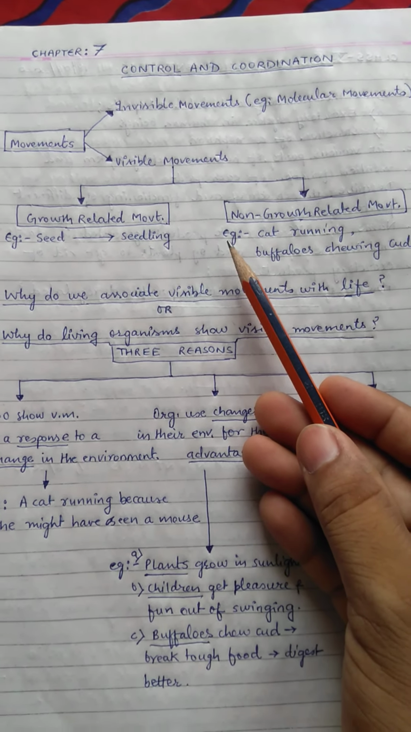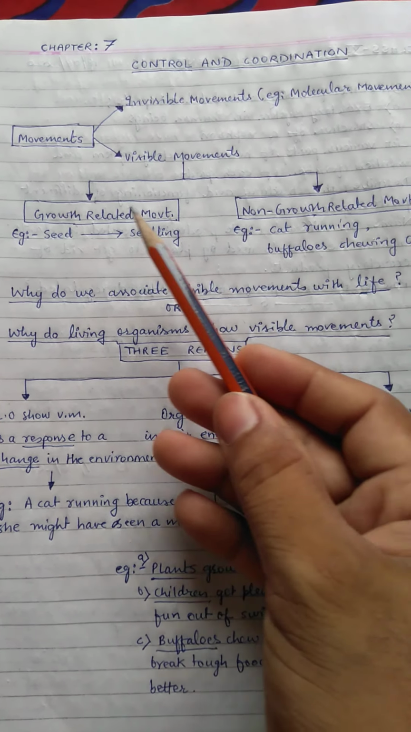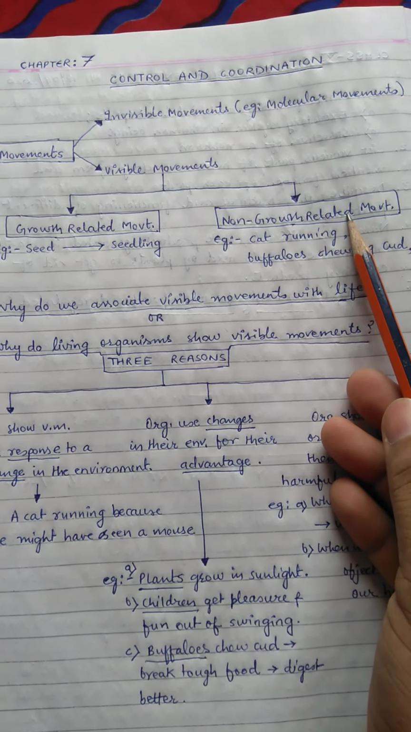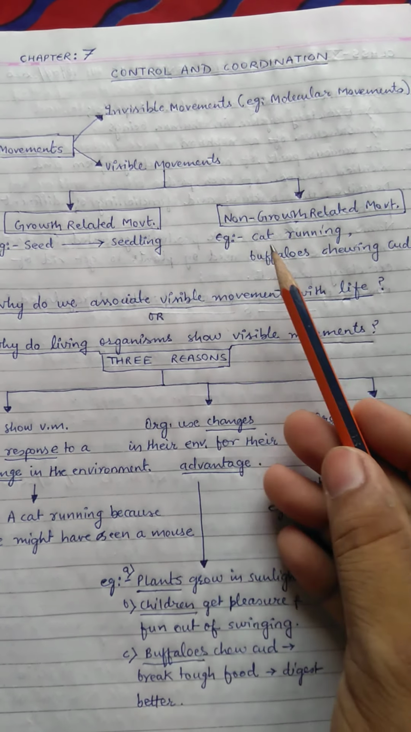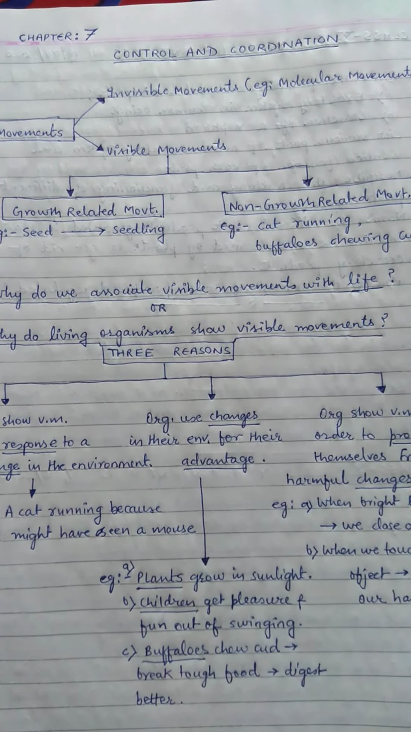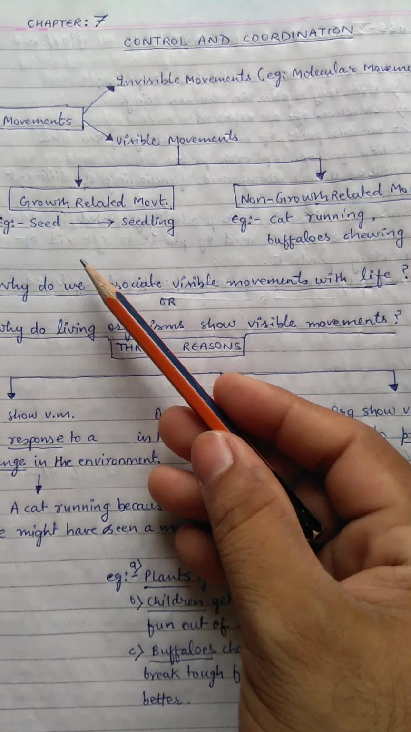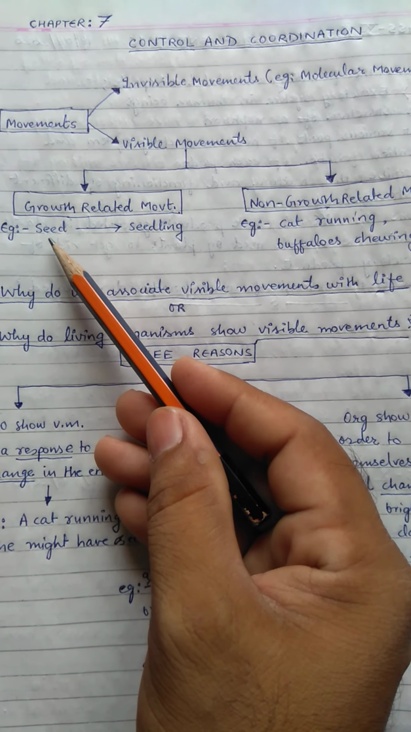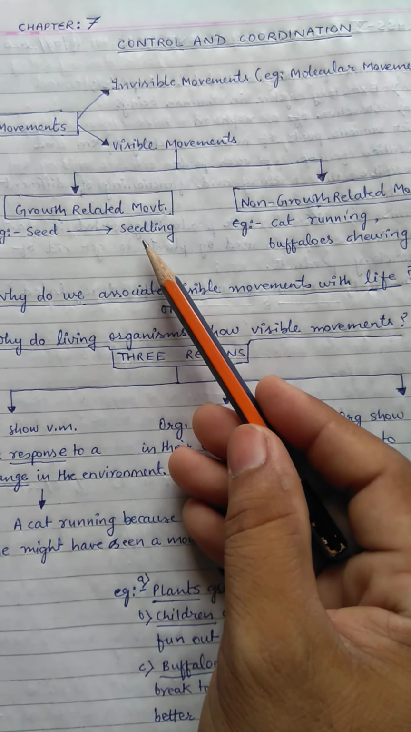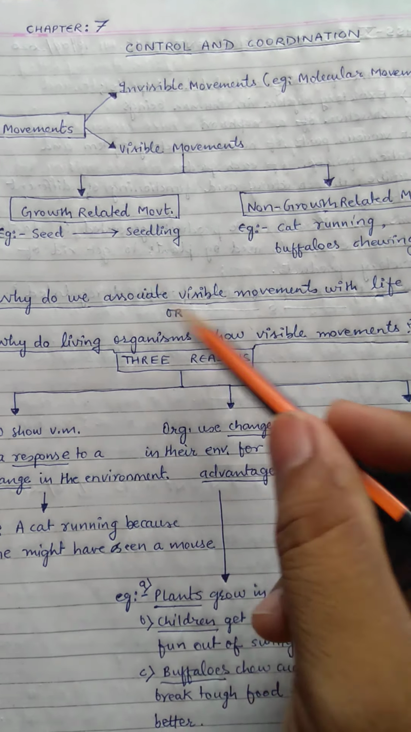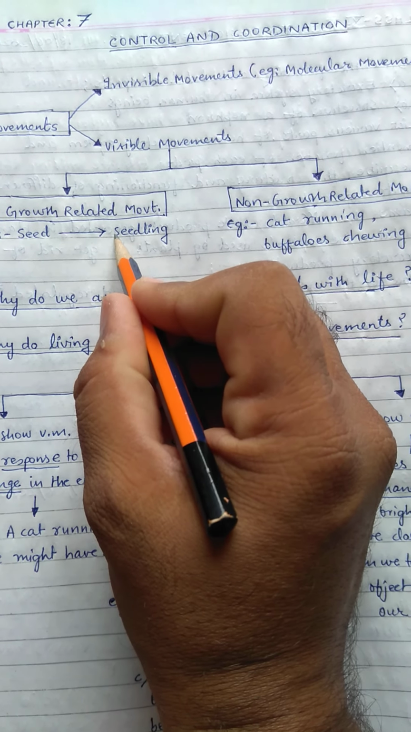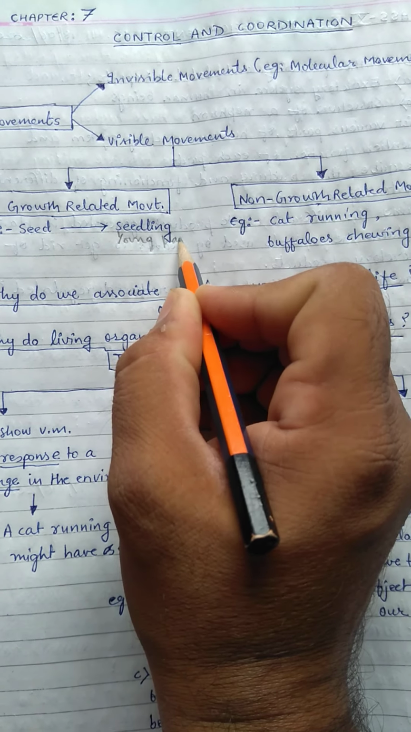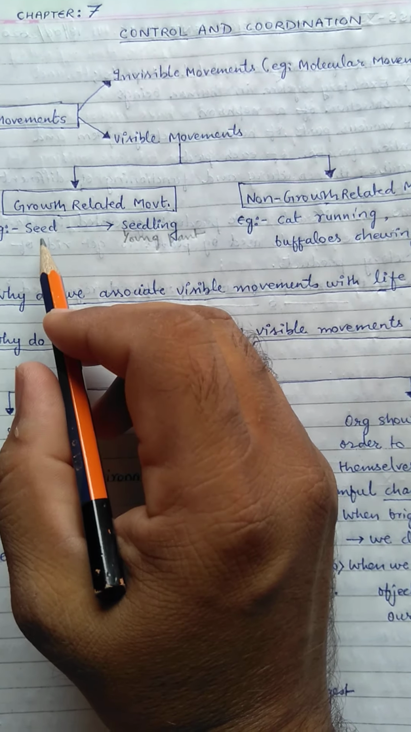In the first paragraph, you can see that growth related movements and non-growth related movements are written. These are two types of visible movements shown by living organisms. As an example of growth related movement, we can take the example of formation of seedling, which is a young plant. What do you mean by seedling? Seedling means a young plant which comes out from the seed.